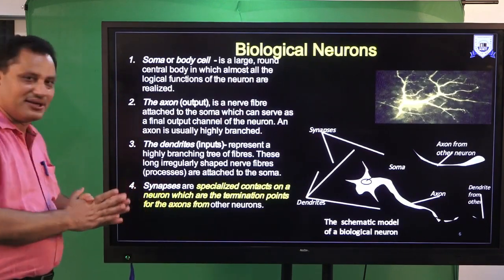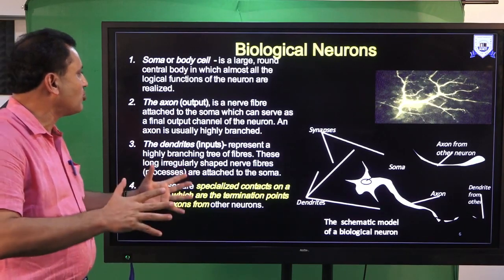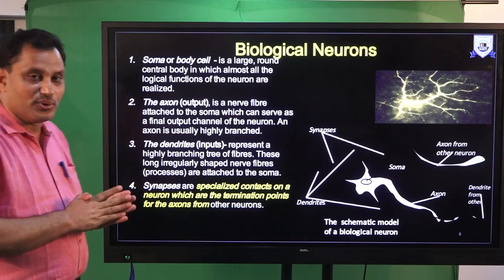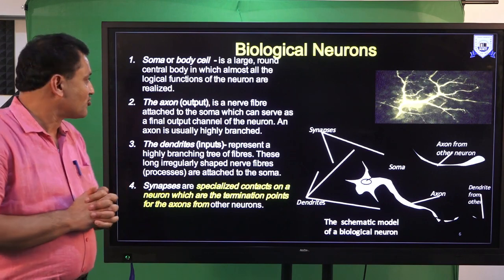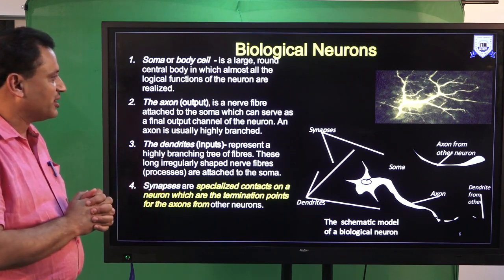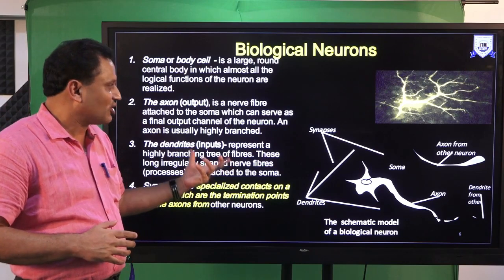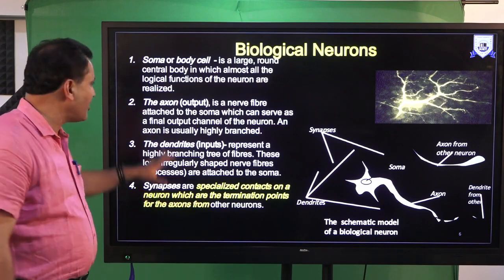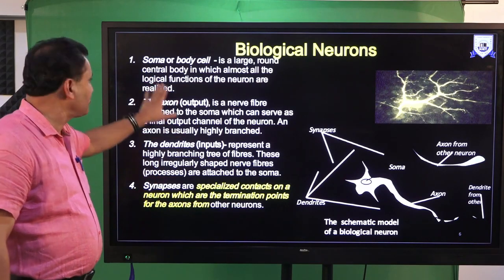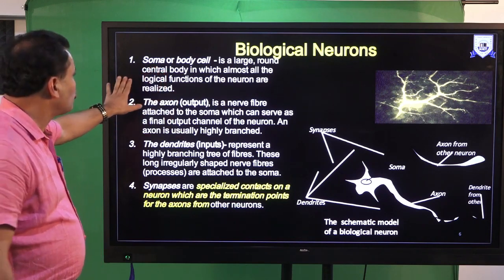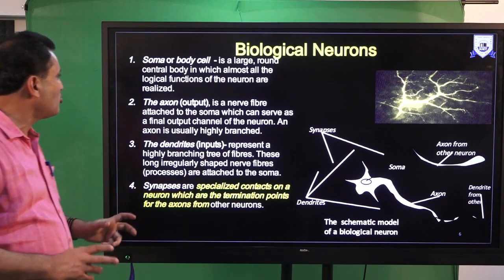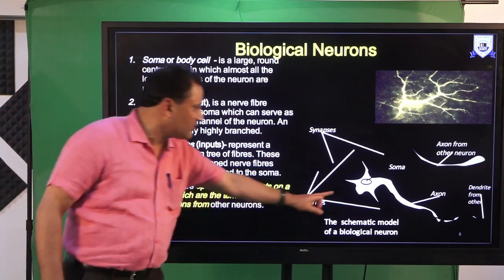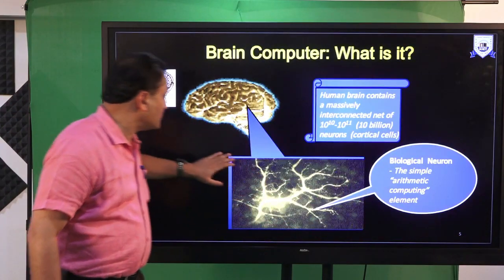So let us develop more understanding about the biological neurons also. That is very, very important. I think you will be clear when you studied this in the 10th class. The structure of biological neurons has been narrated by your teacher in the classroom, so let us refresh again. The biological neuron has 4 sections. Our cell, this neuron is like a cell. The soma, or body of the cell, is a large round central body in which almost all logical functions of the neuron are realized. If you see this small structure, this is called the soma.